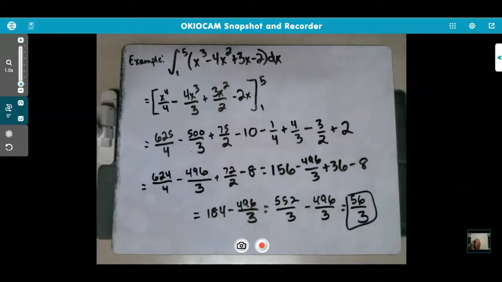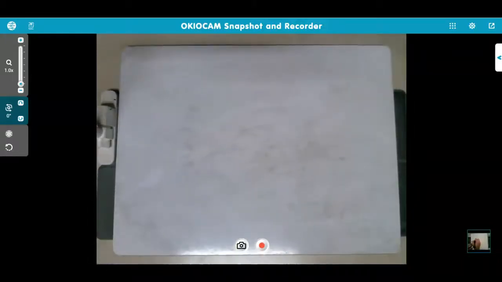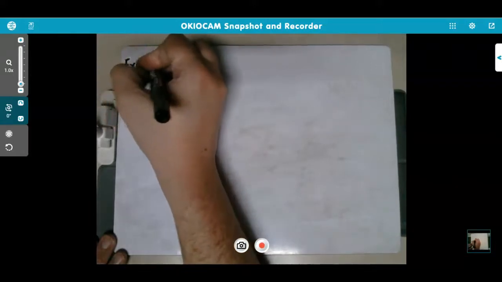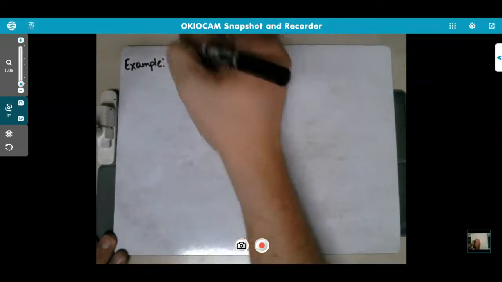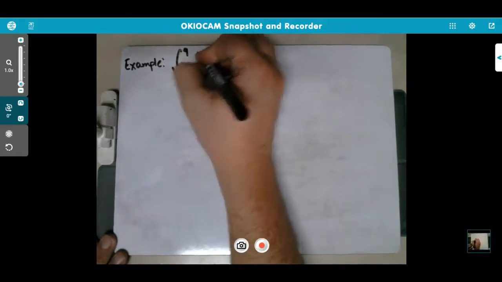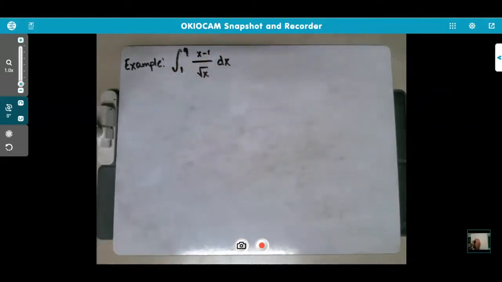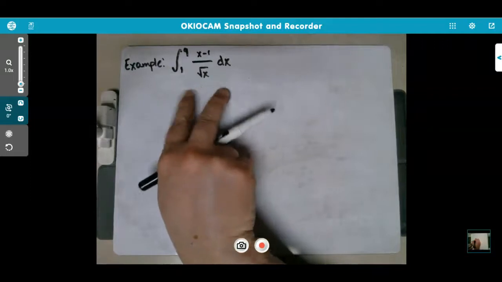A few more examples. Integral from 1 to 9 of x minus 1 over the square root of x dx. Now this one at first glance looks pretty hard, but remember, since we have two terms on top and only one term here, I can actually split these into two terms.